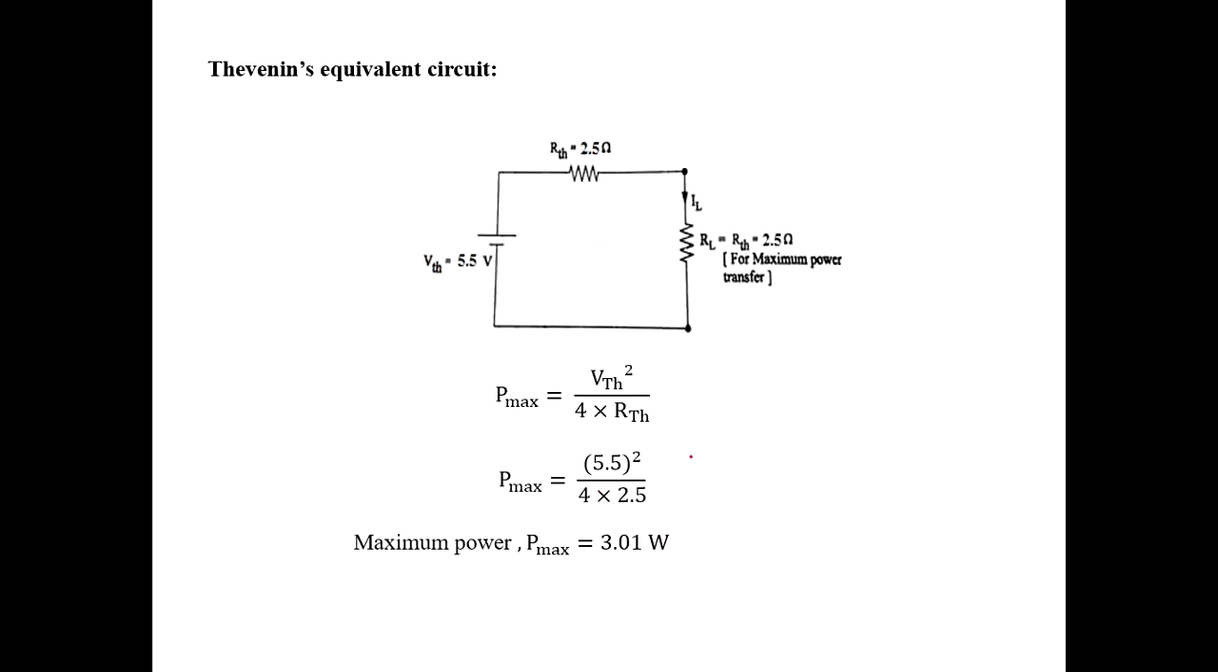Next we have to draw the equivalent circuit. We know that the Thevenin voltage is in series with the RThevenin and then RL. Both the resistance values are the same. We just have to substitute the values in this equation: P max equals VThevenin squared divided by 4 into RThevenin. Substitute the values and we got the answer 3.01 watts.